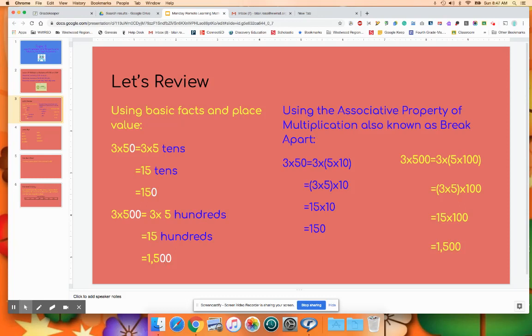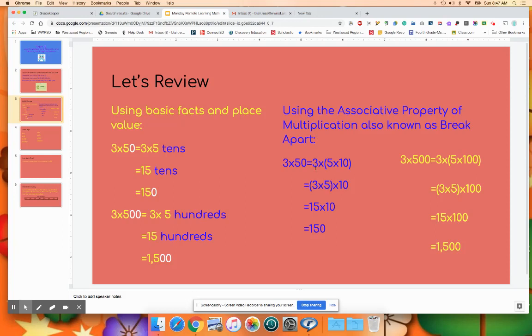Okay? Another way is to look back at our associative property, which is also called the breaking apart strategy. So remember, the associative property tells us that we can regroup the way that we multiply, and it's still going to give us the same product. So here we have 3 times 50. And I'm going to keep the 3, and I know 50 is actually 5 times 10. And then I'm going to regroup it. Instead of doing 5 times 10, I'm going to do 3 times 5.